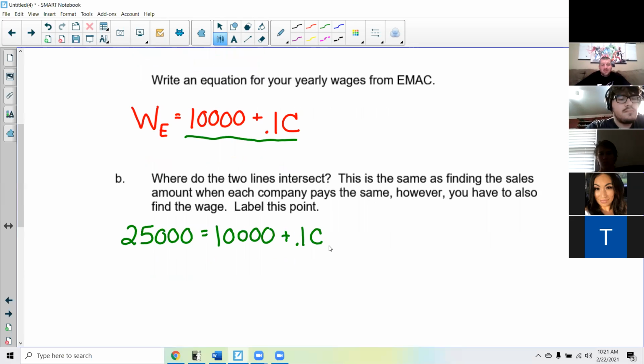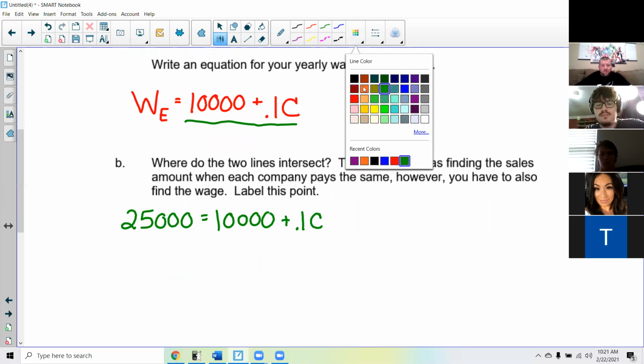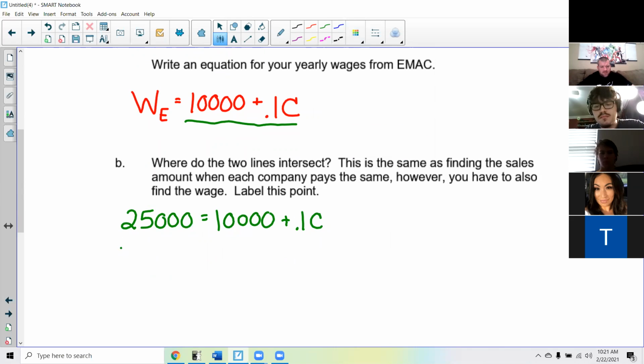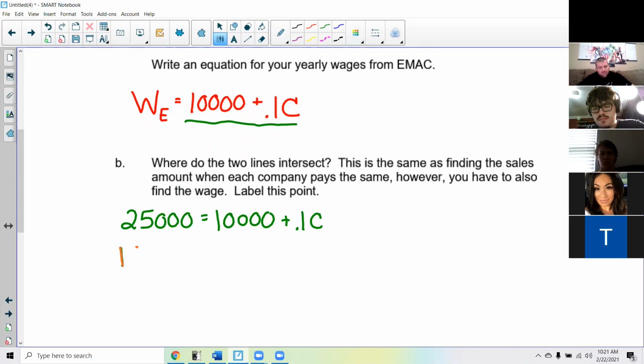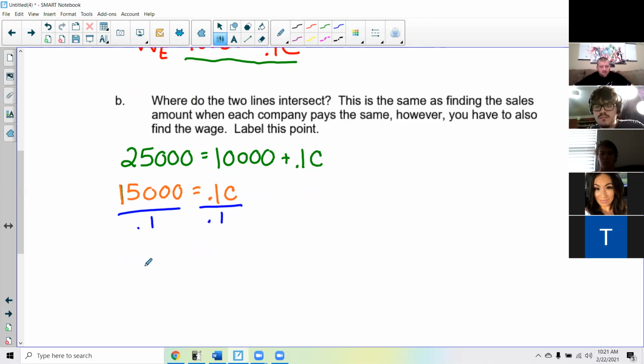Okay. And then it's just a matter of solving for the variable that's left, solving for C. So I'm going to subtract 10,000 from both sides. So 25,000 minus 10,000. I get 15,000 equals 0.1 C. Solving this equation for C, I'm going to divide both sides by 0.1, divide by 0.1. I get 150,000 equals C.